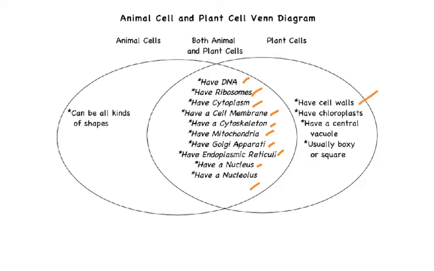Plant cells have cell walls, they have chloroplasts, they have a central large vacuole, and they're usually a little bit squarish or boxy in shape, but this can be all kinds of shapes. And of course, we can add the centriole part to this. So animal cells contain the centriole, while there's no centriole in plant cells.